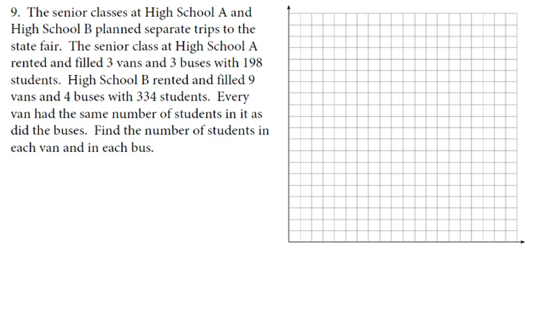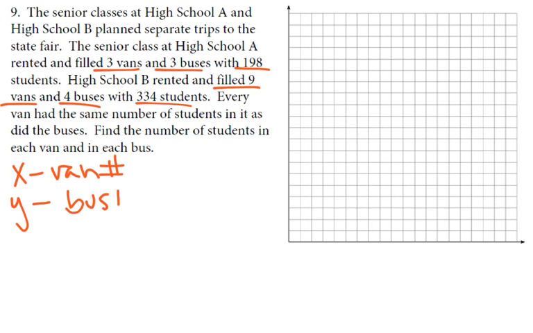Alright, so let's see what we got here. Senior classes at High School A and High School B plan separate trips to the state fair. The senior class at High School A rented and filled 3 vans and 3 buses with 198 students. High School B filled 9 vans and 4 buses with 334 students. Every van had the same number of students in it as did the buses. Find the number of students in each van and in each bus. So we want to know how many people were in the van and how many people were in the bus.